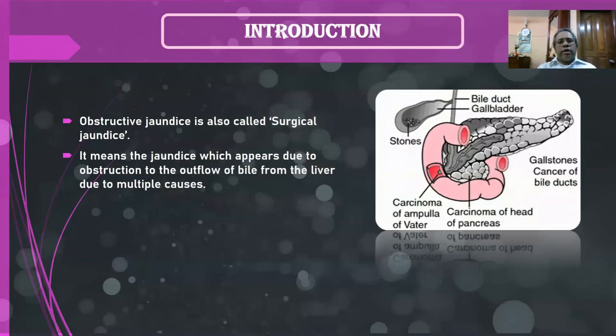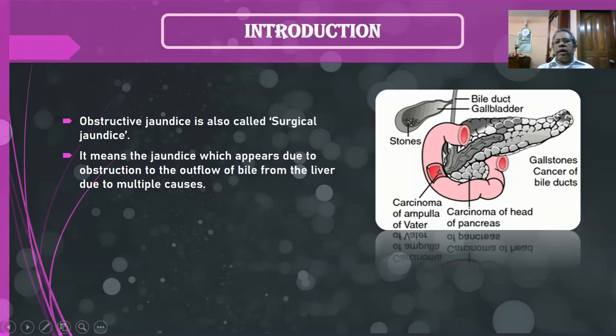So obstructive jaundice is also called surgical jaundice. That means the jaundice whose cause is obstruction is called obstructive jaundice. It means the jaundice which appears due to obstruction to the outflow of bile from the liver, due to multiple causes. So outflow obstruction causing jaundice is called obstructive jaundice.